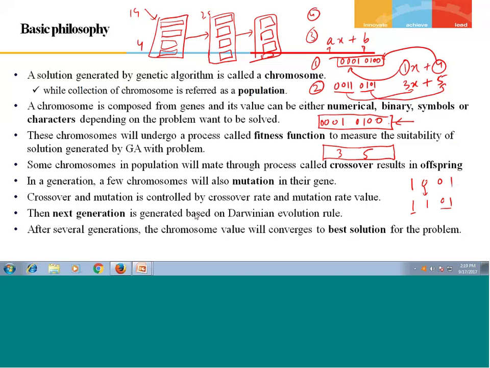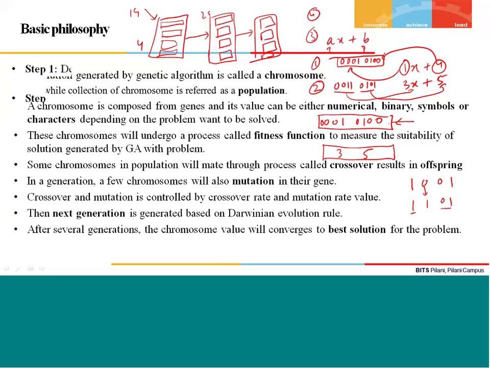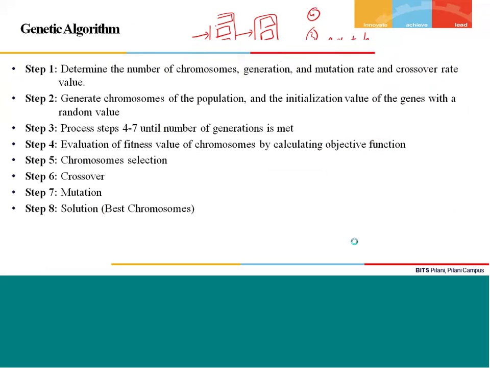The next generation is generated through Darwin's evolution. After several generations, a chromosome will get converted to the solution of a problem. There are some steps. In the first step, we determine the number of chromosomes. We represent our hypotheses using chromosomes, so we first find out how many hypotheses we are going to take. Let's say at the beginning we take 10 different hypotheses. Then we have to take 10 chromosomes that represent those 10 hypotheses.